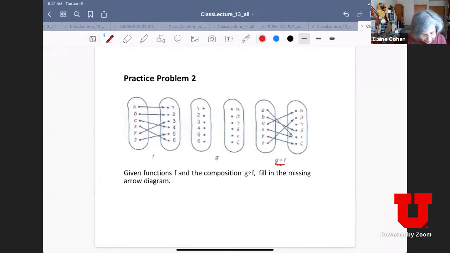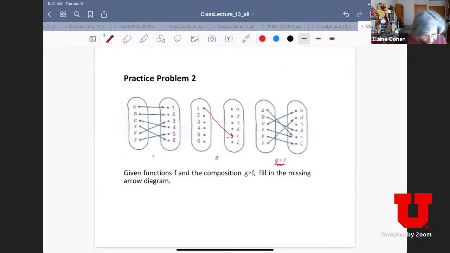So in this mapping, a goes to 1. Remember, this is a function now. So a goes to 1, but in the final, a goes to, I think that's an epsilon. A goes to epsilon. So where would 1 go to in this middle one? Epsilon. Yes, 1 has to go to epsilon. You all see why?